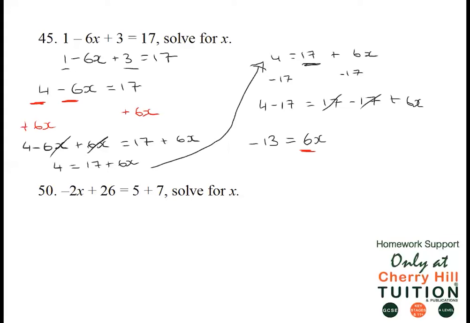So we need to get rid of this 6. Currently, the 6 and the x are being multiplied by each other. So in order to eliminate a multiplication by 6, we need to divide by 6. This gives us 13 over 6 is equal to 6x over 6, which simplifies to 13 over 6 is equal to x. And this is because the 6 and the 6 cancel out. Therefore, this is your unknown value.